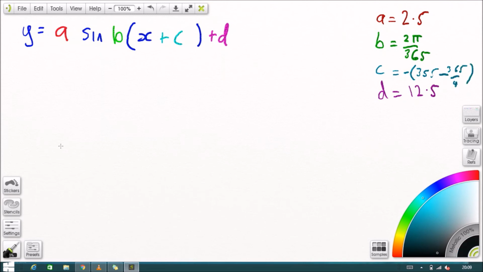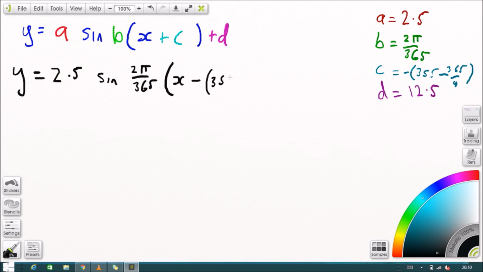Now we've found all 4 values, so that's the end of it. That's all we needed to do to create our function to represent the number of daylight hours in a year on any particular day in Auckland. Maximum 15, minimum 10, and the maximum falls on the 21st of December, the 355th day.